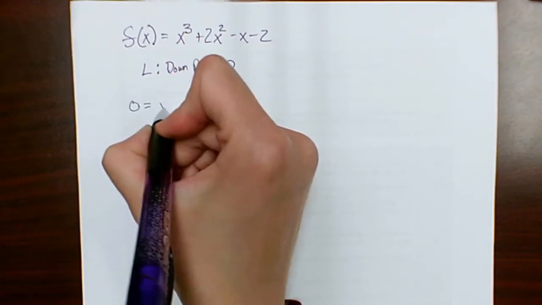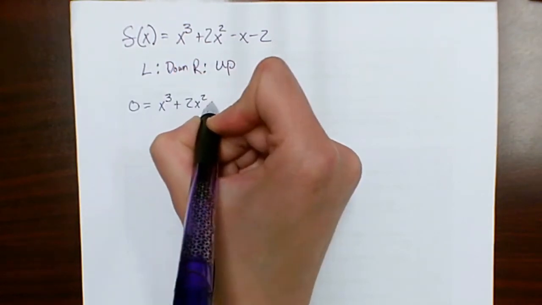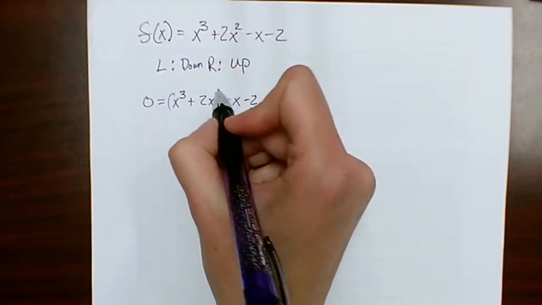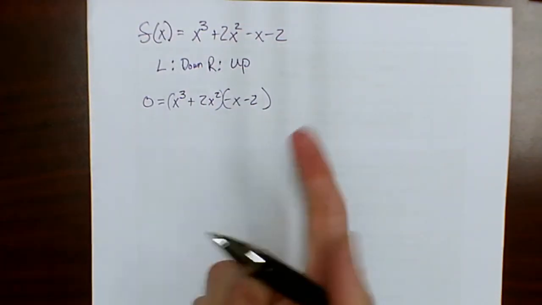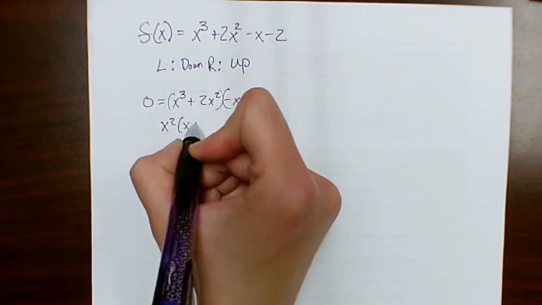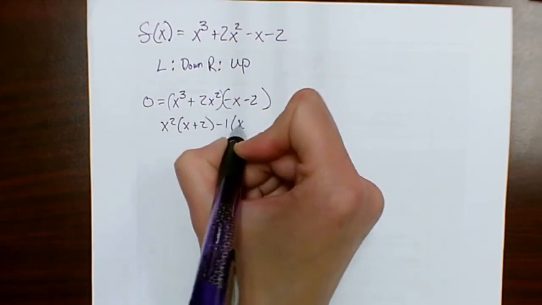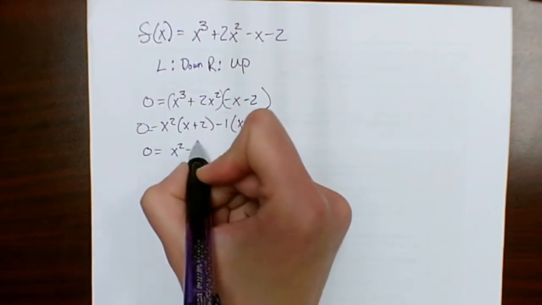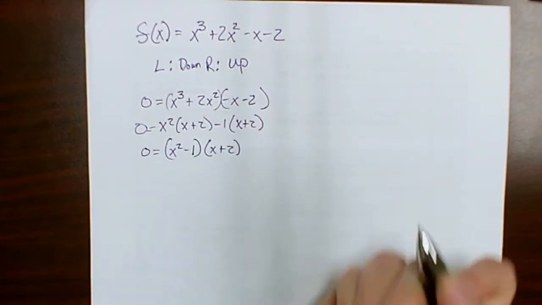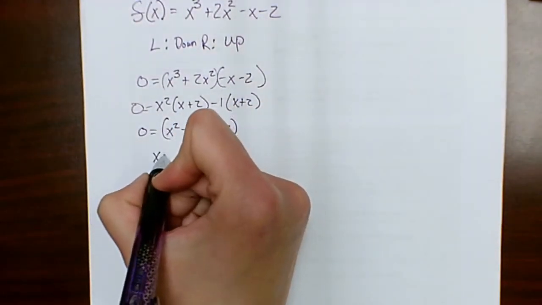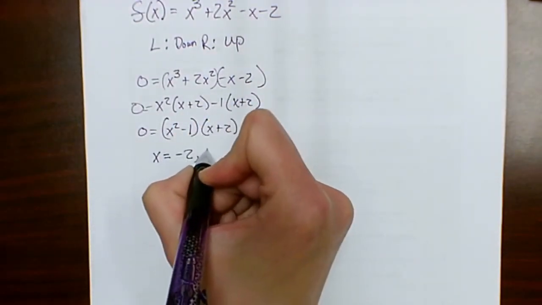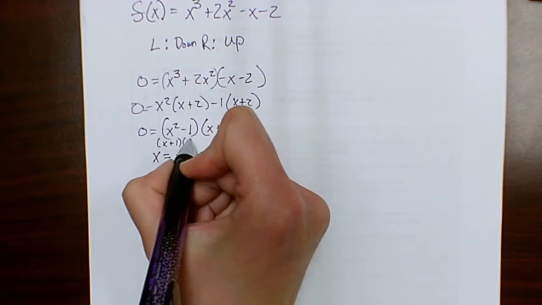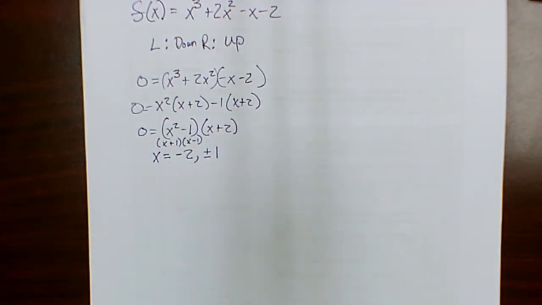Okay, so now we're going to set this equal to 0. So more or less y equals 0, so what will be our x's? And we get to factor. So since we have 4 terms, we will factor by grouping. So we will get x squared minus 1 times x plus 2. So our x's will be negative 2 and positive and negative 1. Okay, because we can factor again and get x plus 1, x minus 1.